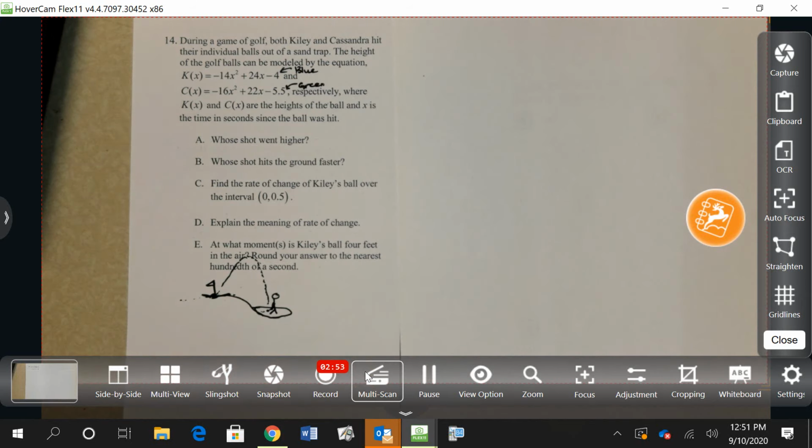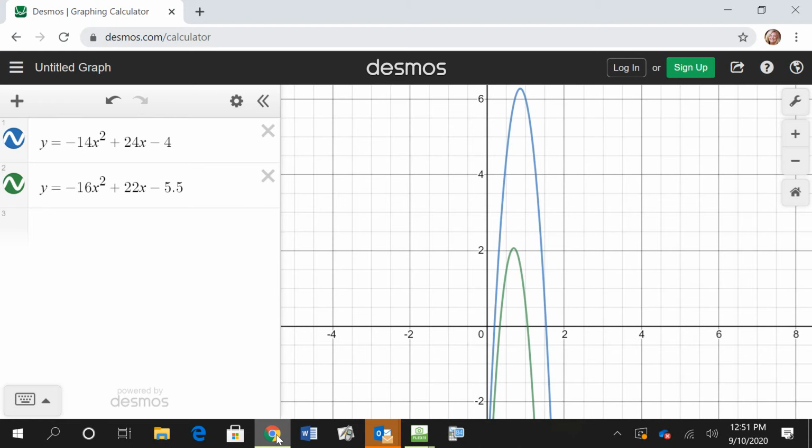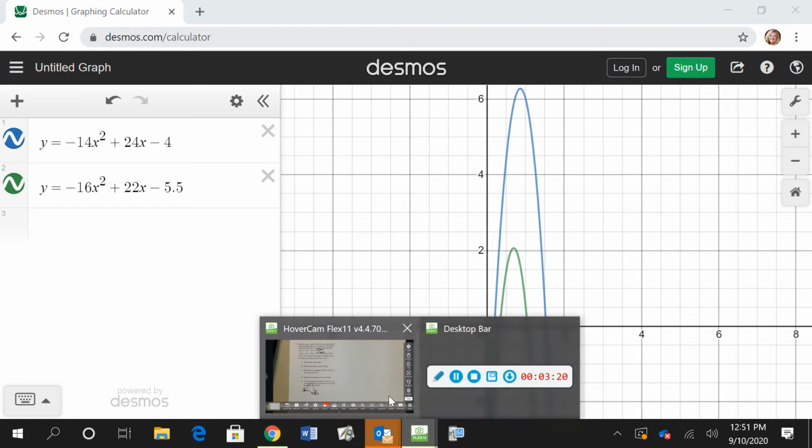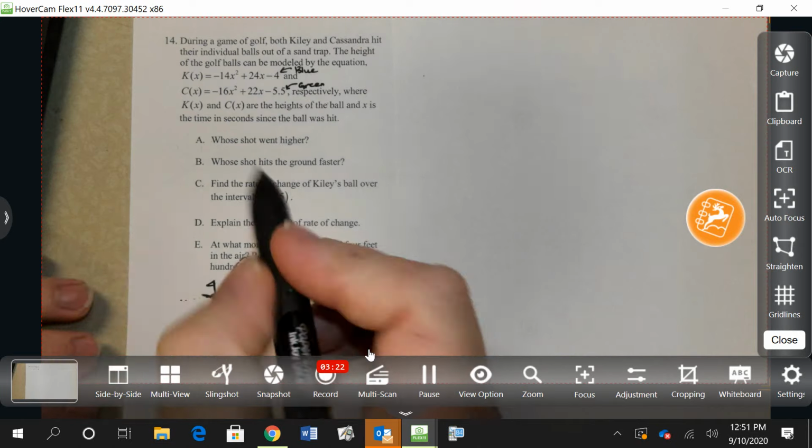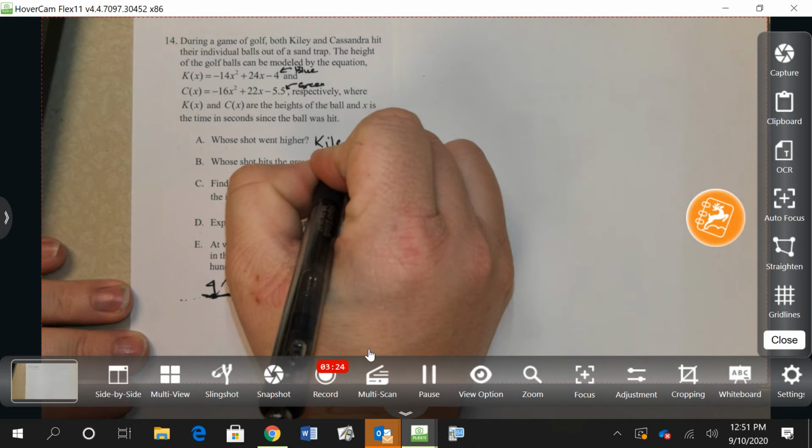So who shot one higher? I'm able to tell that just by visualizing when I look back to the graph. So I go back to DESMOS, and I can see that Y is the height above the ground of the ball, and X represents the time the ball is in the air. Okay, so blue goes the highest, and who represents blue? We know that Kylie does. So I can come back to my sheet, and I was able to see that by literally just looking at DESMOS.